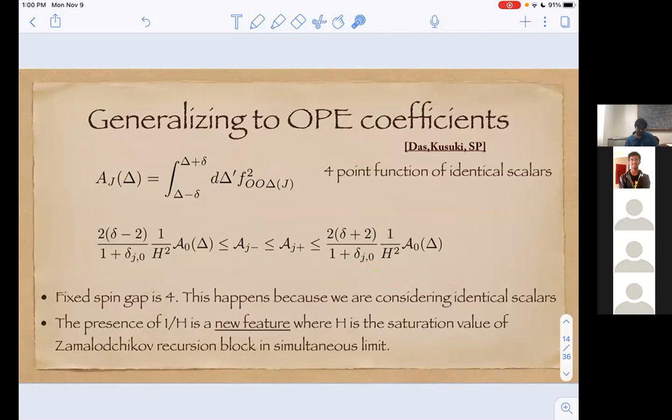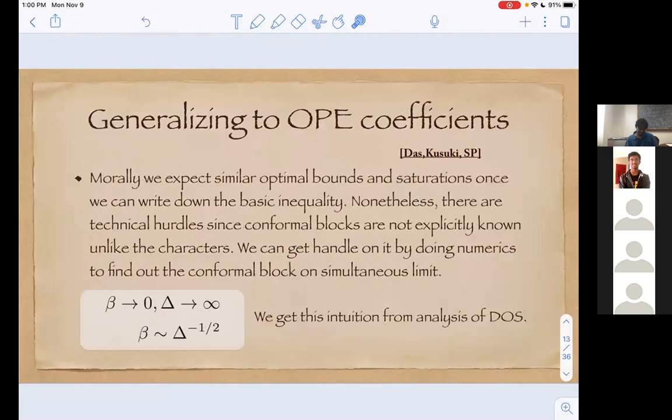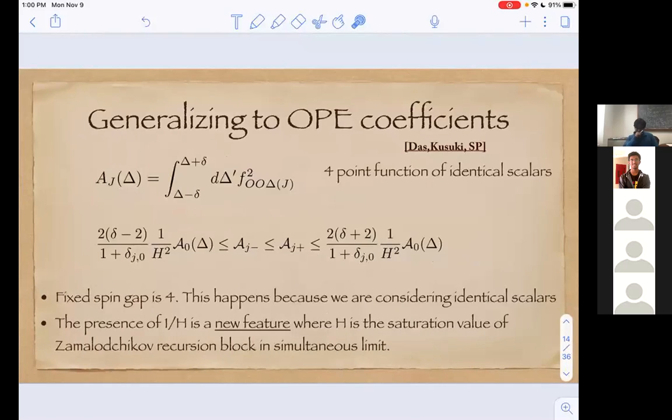What I meant is that you have this function h which appears in the expression for the conformal block. This h can be written down as a function of q, which is e to the power minus beta, and the internal dimension h. Now we want to look at this simultaneous limit, which is this limit. We want to look at this block in this particular limit, and it turns out that in this limit, the value of this block saturates to a particular number, and that number is h.